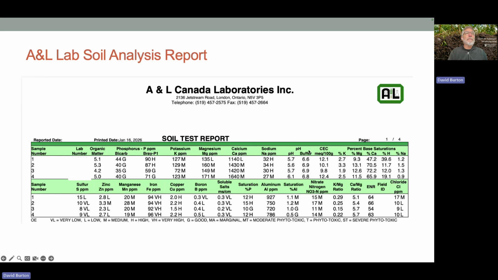Again, pH and the buffer pH, and buffer pH is what determines how much lime you need to modify the pH. Talk about that next week. Base saturation. And here we're getting some other ratios, and this is expected nitrogen rate. No, this is a nitrogen supply. I can't remember what ENR stands for, but it's a predicted nitrogen supply to that system.